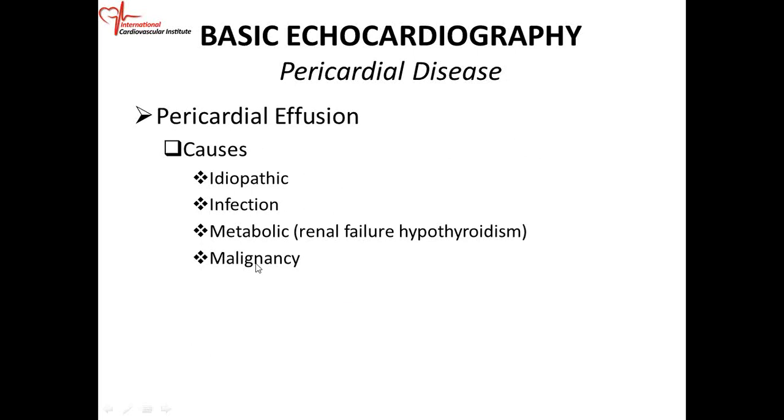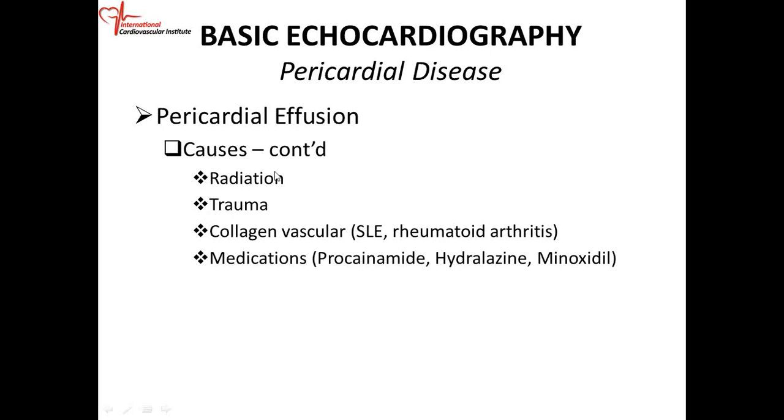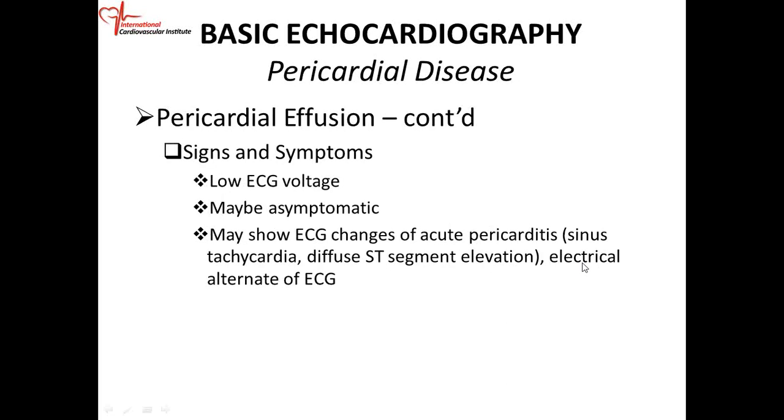Malignancy, cancers we had mentioned before. Radiation to the chest: the patient may have a tumor, may have some type of Hodgkin's or non-Hodgkin's lymphoma and radiation, or they may have a lung cancer. Trauma, as mentioned, collagen vascular disease, SLE, rheumatoid, medication. So you have to remember the medications: procainamide, an antiarrhythmic, hydralazine for high blood pressure, minoxidil for high blood pressure as well. All right. Signs and symptoms of pericardial effusion.